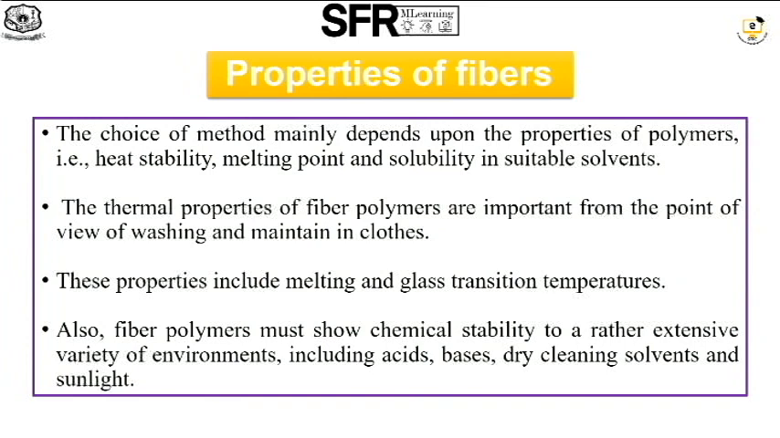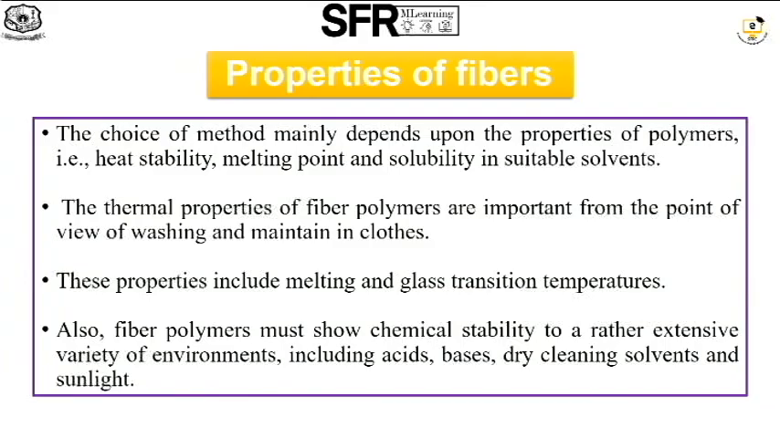The choice of method mainly depends upon the properties of polymers, that is heat stability, melting point and solubility in suitable solvents. The thermal properties of fiber polymers are important from the point of view of washing and maintaining clothes. These properties include melting and glass transition temperatures. Also, fiber polymers must show chemical stability to a rather extensive variety of environments including acids, bases, dry cleaning solvents and sunlight. Synthetic polymers are produced by the following methods: melt spinning, dry spinning and wet spinning.